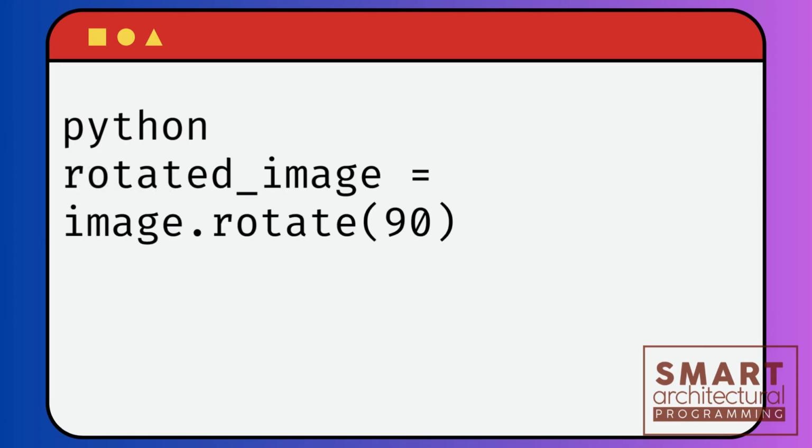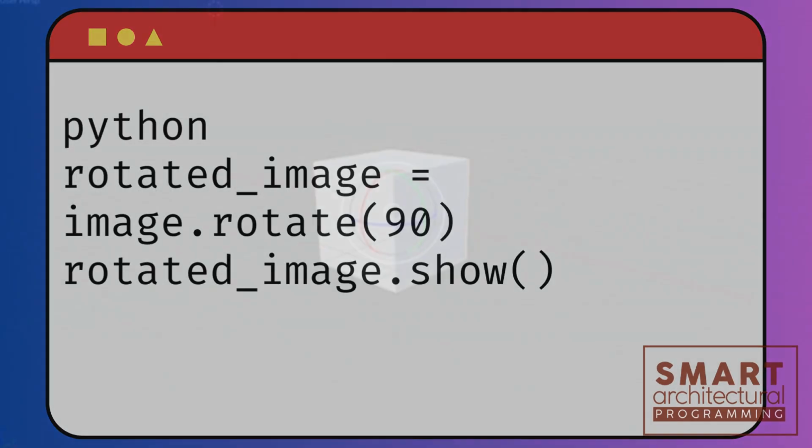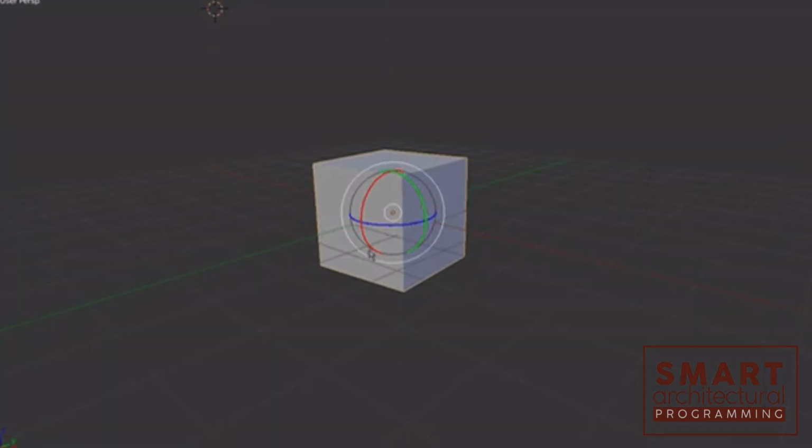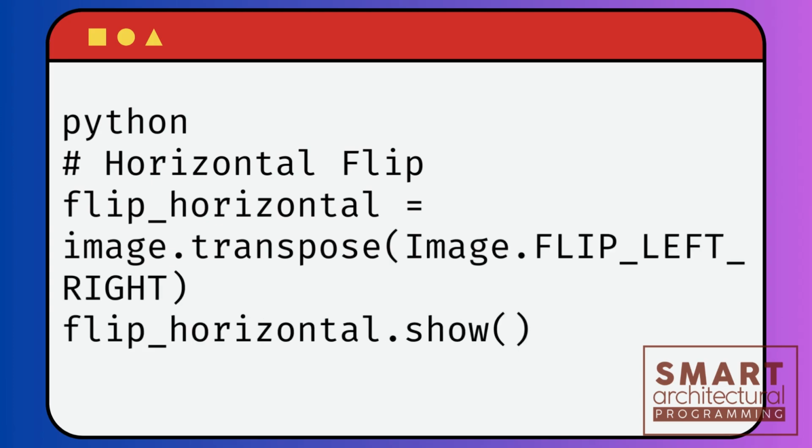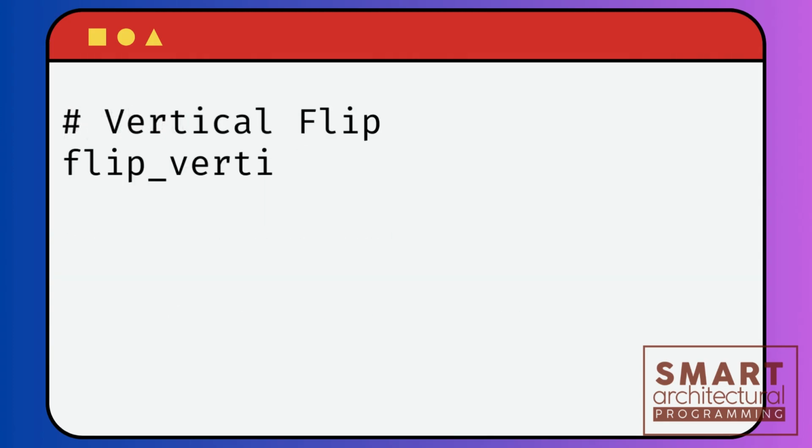Rotating an image is straightforward. Use the rotate method. Here, we'll rotate our image by 90 degrees. Now, let's flip the image. We can flip it horizontally or vertically. Here's how you do both.